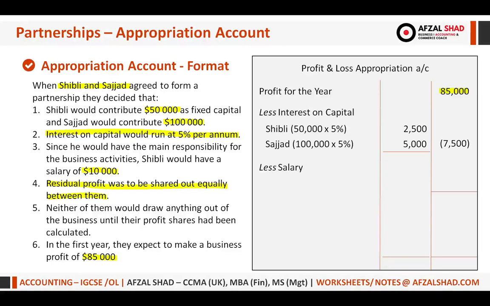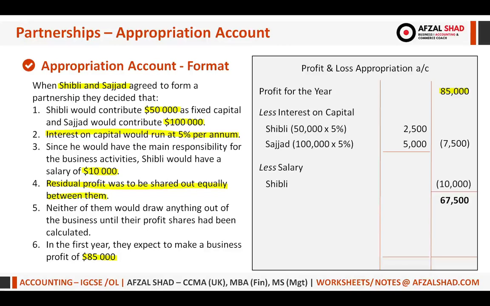So who is going to get the salary? Have a look at point number 3. Point number 3 says that Shibli is going to have a salary of 10,000. So let's give a salary to Shibli, 10,000. As we say, interest on capital and salaries are going to reduce the net profit of the business, because interest on capital is paid, it's an expense. Similarly, salary is an expense for the business. So both of the things are going to be deducted.